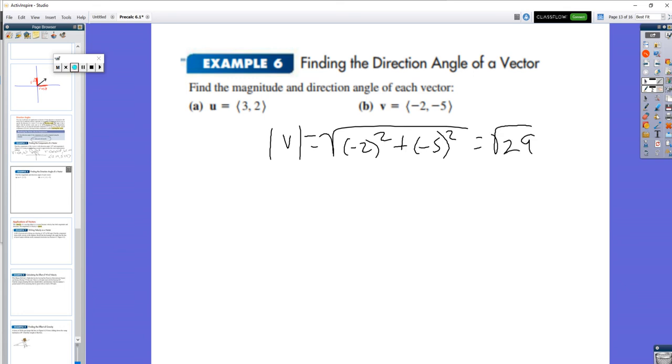And if you remember, what was the first thing I said I should always check? Check to identify what quadrant the vector is going to be in. It's going to be very beneficial for us. This is in quadrant 3.